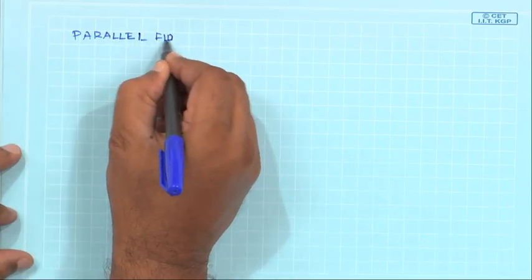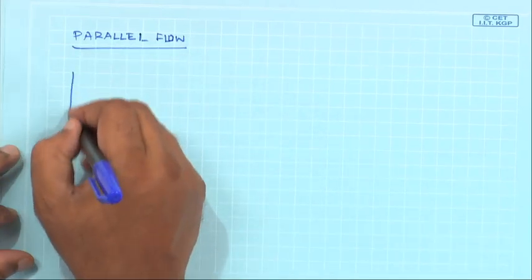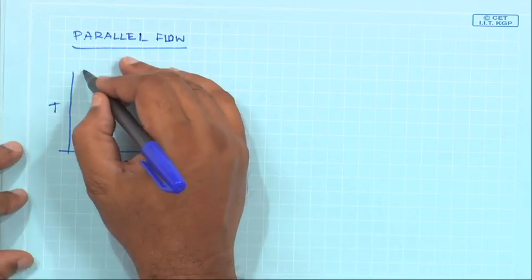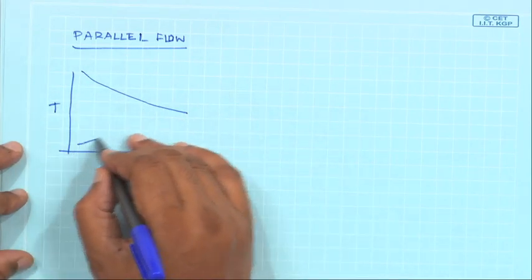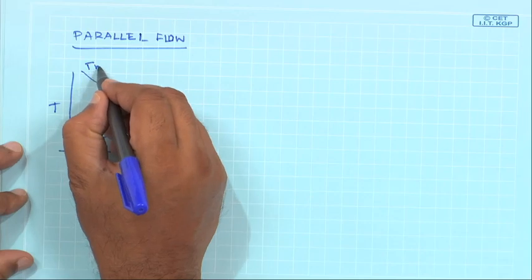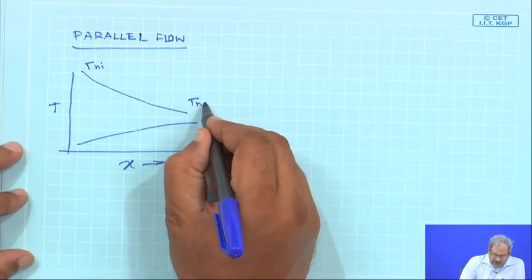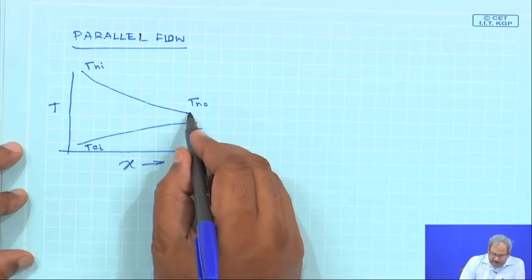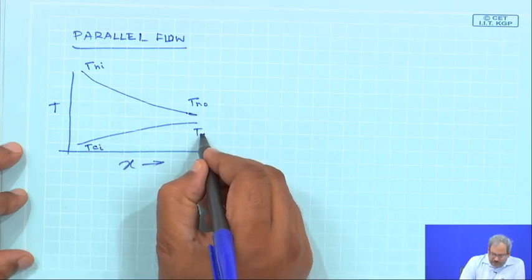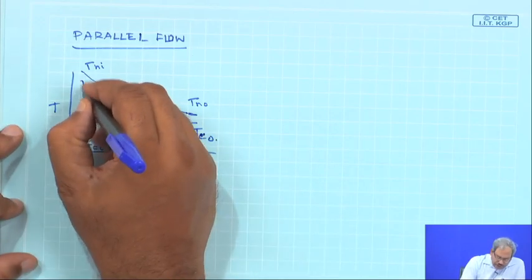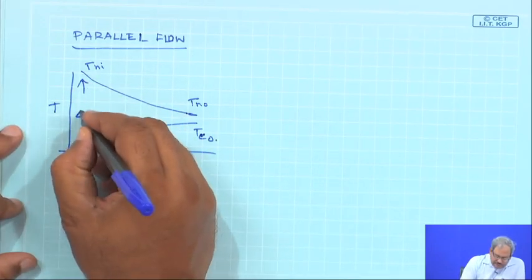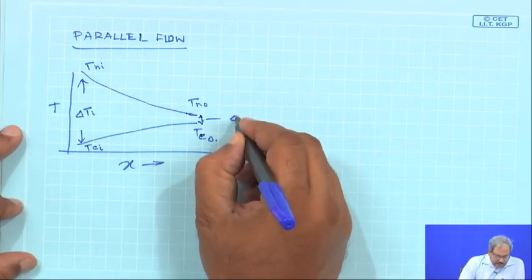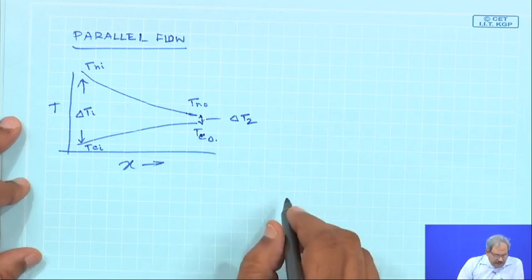So, for parallel flow, the profile would look something like this. This is the x and this is T. So, this is T_h,i, temperature of the hot fluid at the inlet, temperature of the hot fluid at the outlet, temperature of the cold fluid at the inlet, temperature of the cold fluid at the outlet. So, this is the temperature difference at the inlet and this is the temperature difference at the outlet.